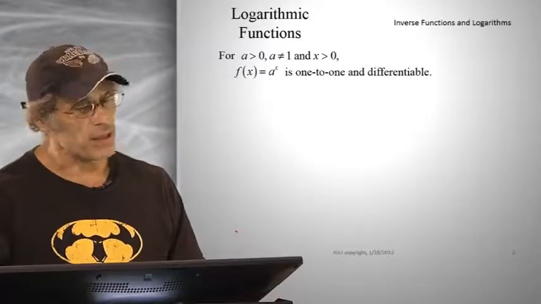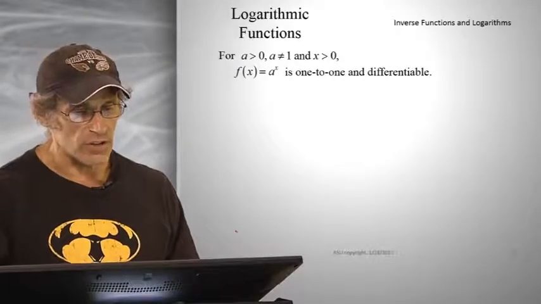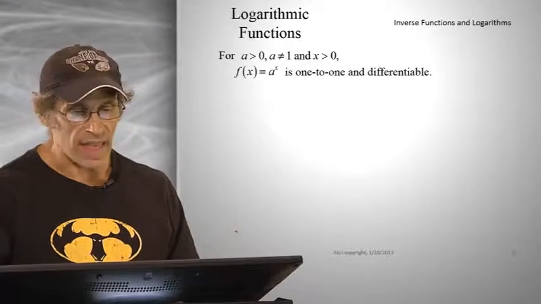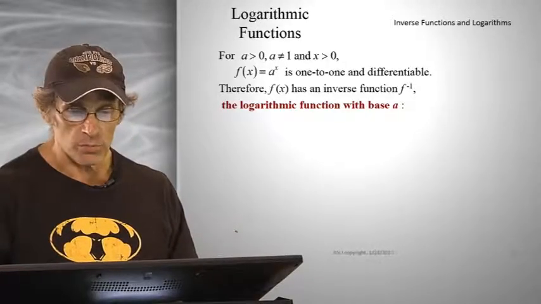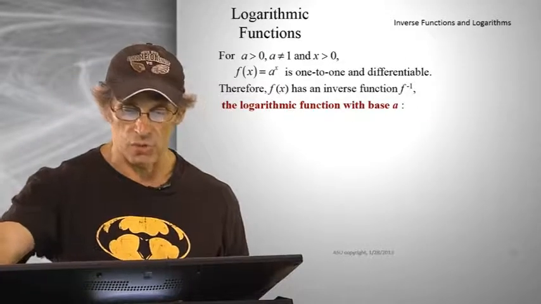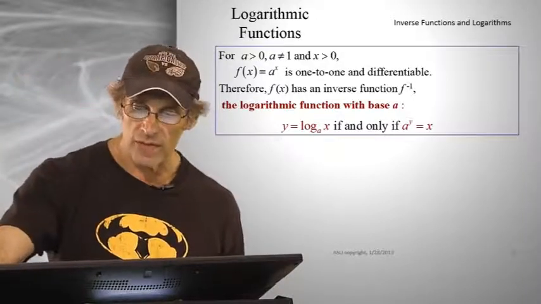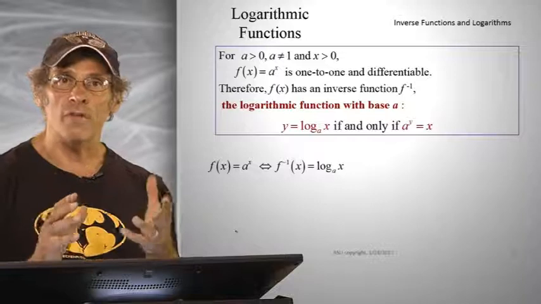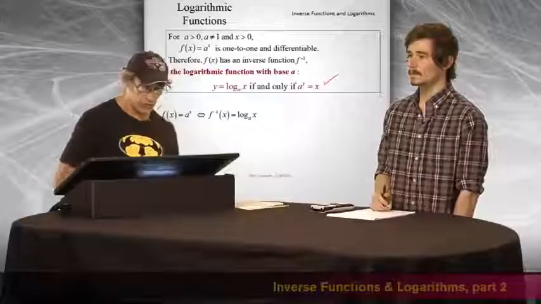If we have a positive base not equal to 1 and we know x is greater than 0, then the function f of x equals a to the x is a one-to-one function and it's differentiable. Because it's differentiable, we know that f has an inverse function, and the logarithmic function with base a is that inverse function. So the property does hold so that if you interchange the domain and range of one function, you get the inverse function. That's what you're seeing here.